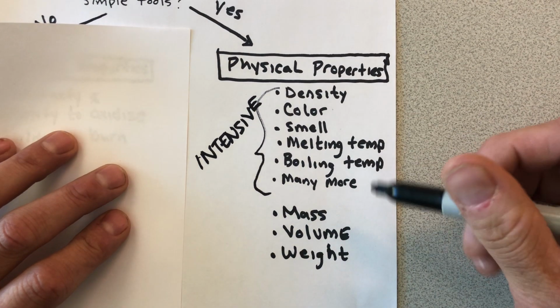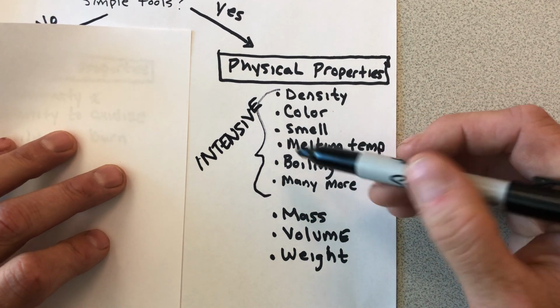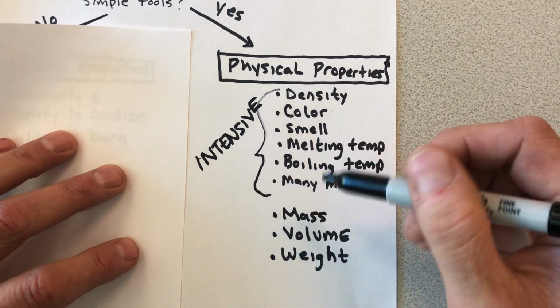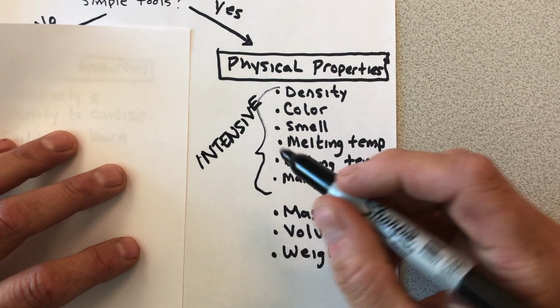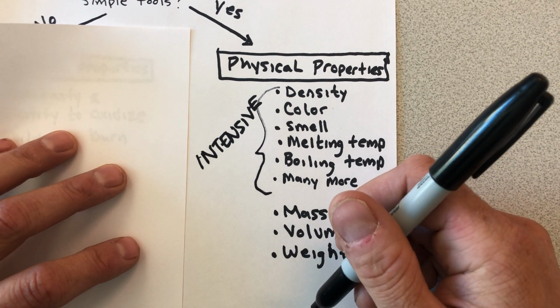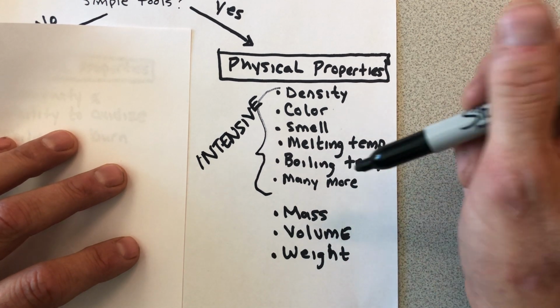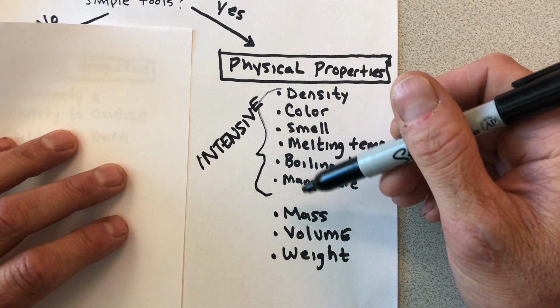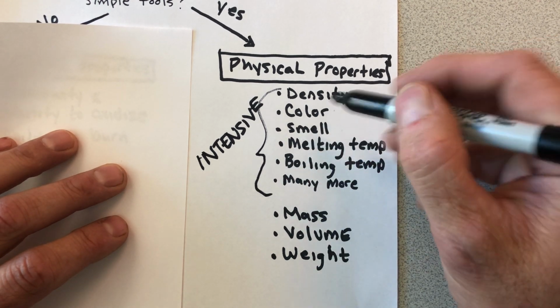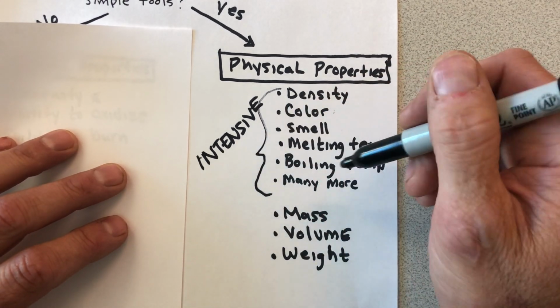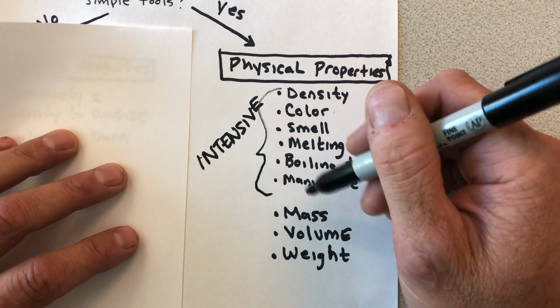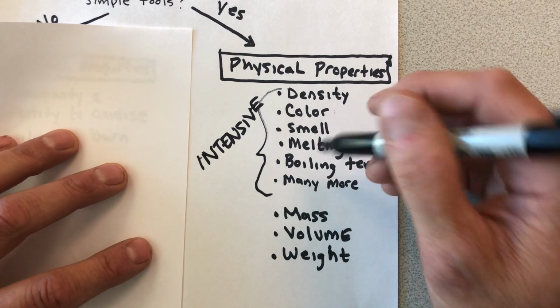And that just means that no matter how much of a substance you have, an intensive property will describe that substance. So like, for example, gold. Gold has a gold color, I guess you could say, and whether you have a tiny little nugget of gold or a big old bar of gold, it's still going to be the same color, right? So these intensive physical properties, they just apply no matter how much of the substance is present.